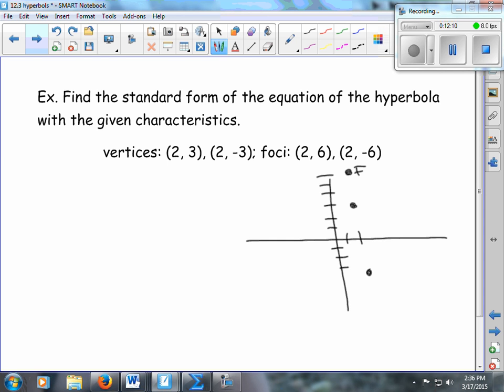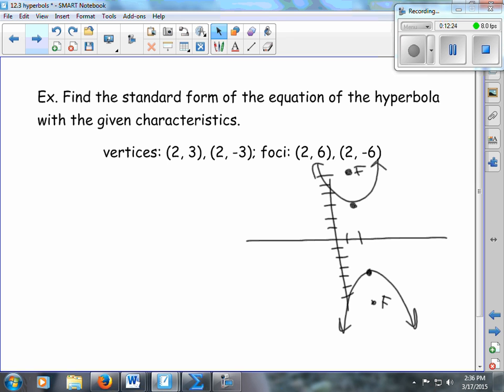Focus. Another focus, so I must go somehow like this, and I'll have asymptotes around it. But I don't need to really worry about the sketch. That's just to help me figure out the standard form. So based on that, let's figure out where the center should be. It should be in the middle here at 2, comma 0.